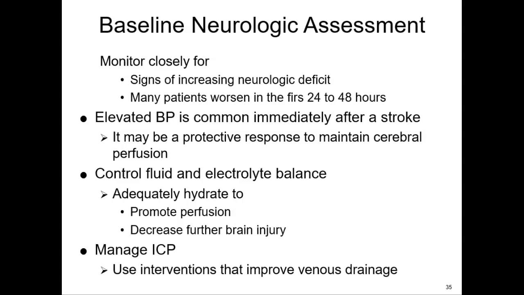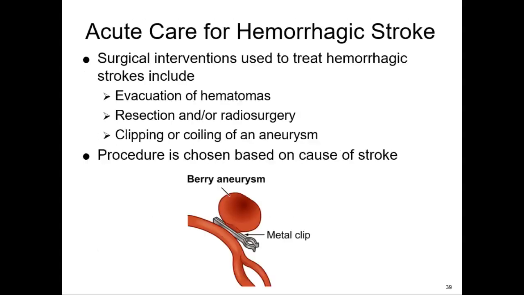And to keep our blood pressure managed for our patient, we would use things like labetalol and nicardipine. But remember that we wouldn't treat it. I talked about different numbers we would treat and what we wouldn't. All right, so now we're moving along to the hemorrhagic stroke.